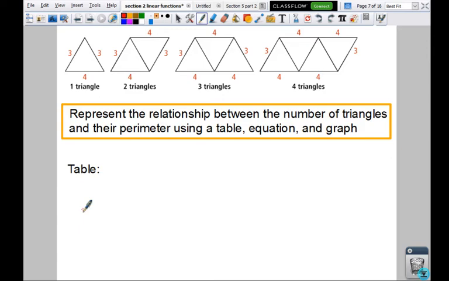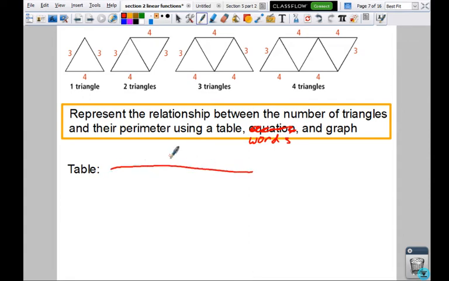So we're going to represent the relationship between the number of triangles and their perimeter using a table, and we're going to use words and a graph. We're not going to do equation, we're going to do words. Forgot I changed this and I forgot to change everything. So we're going to do table, words, and a graph. So we're going to start with our table.